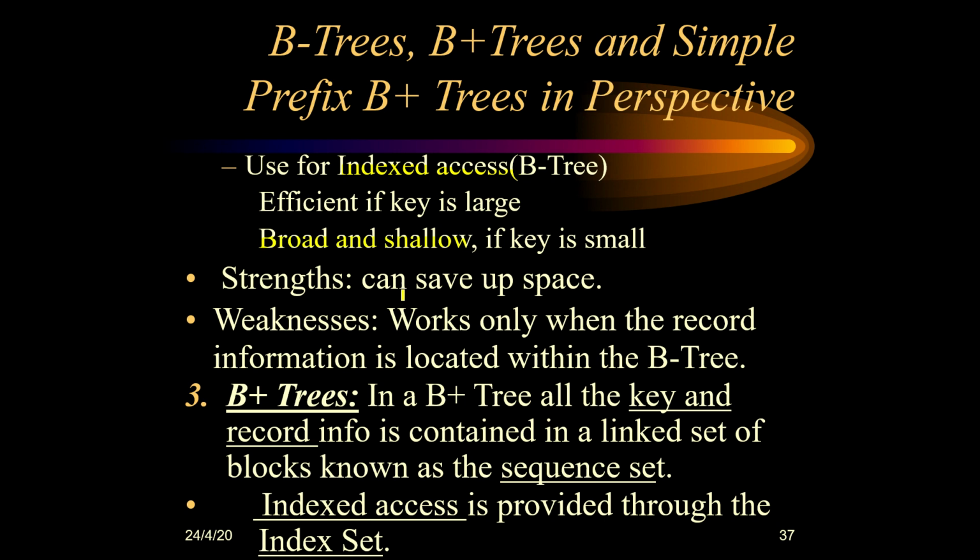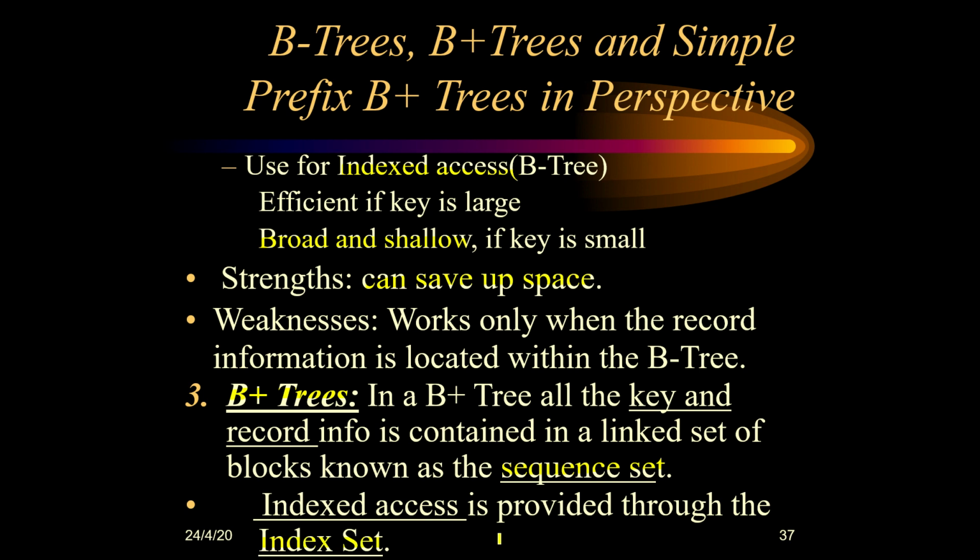The main strength in the case of index trees or B trees is that it saves space, and the weakness is that if more information is stored within a B tree, the efficiency of that B tree becomes less. So now we go for the next concept, that is the B plus tree. In B plus tree we have seen the concept that every key or record is saved into a linked list called the sequence set, and the indexes of every block of the sequence set are saved inside an index set.